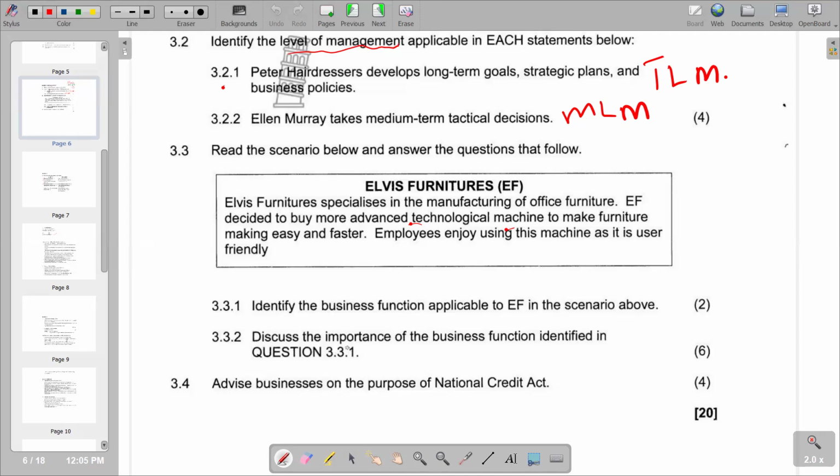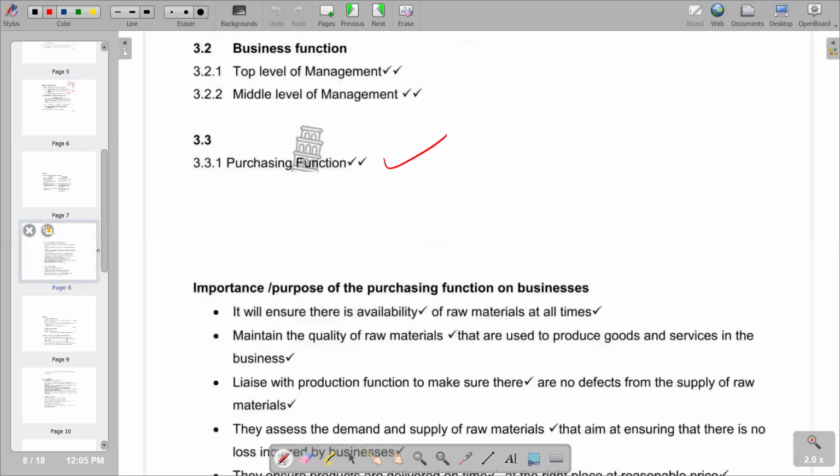Then I will go to the next part of the question, 3.3.2, discuss the importance of the business function defined in 3.3.1. We are saying it's responsible for the acquisition and purchase of goods and services. I would say that it is important so that there is no bottlenecking along the production processes in companies. So basically, that's what we have.